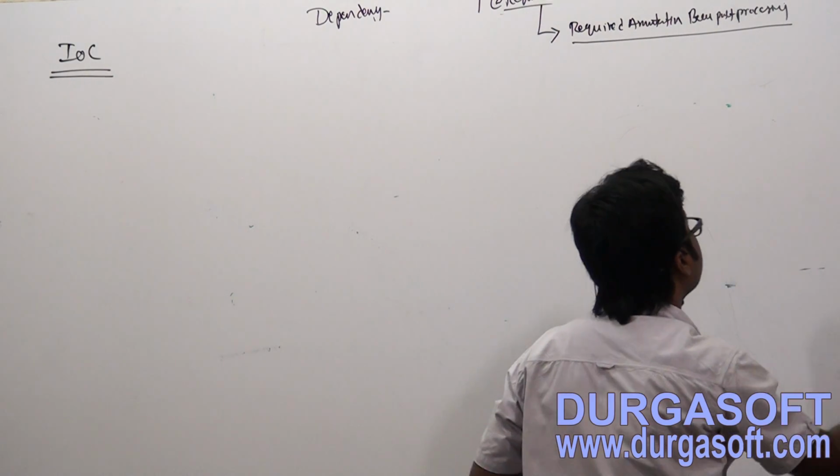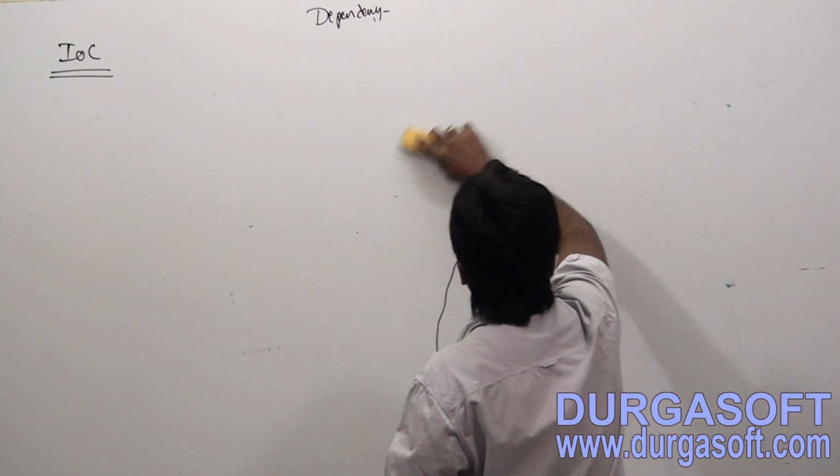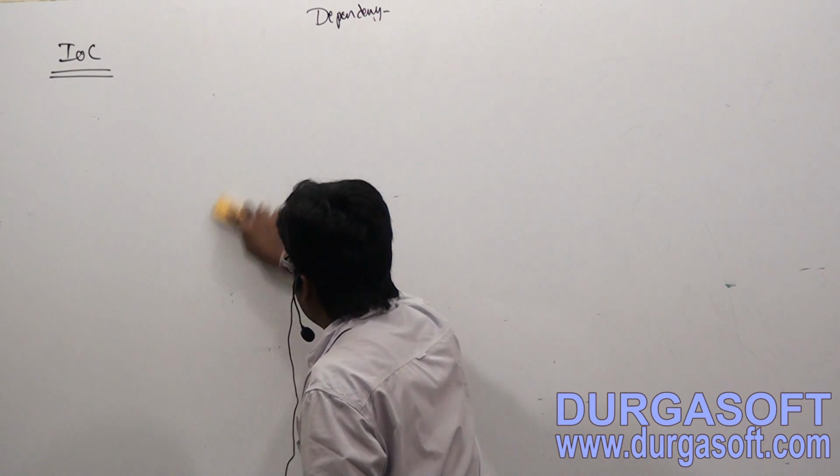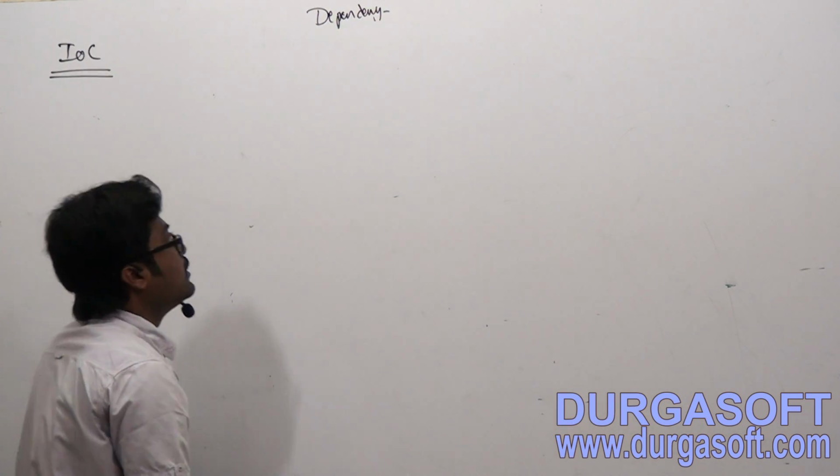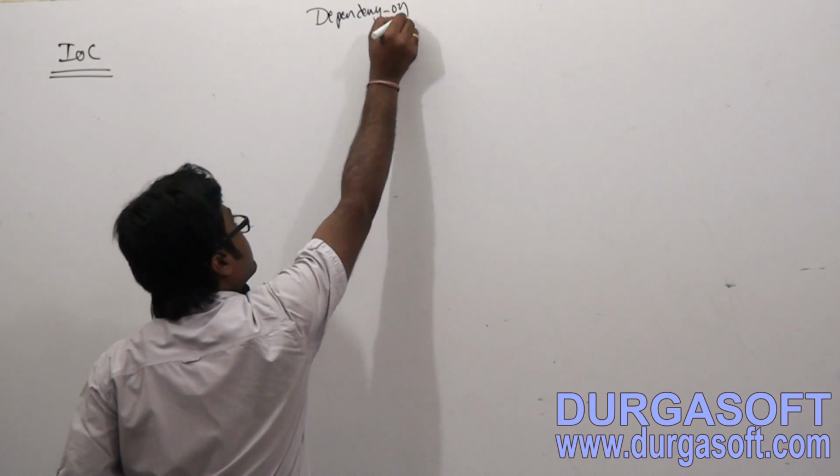If one class has a dependency on any other class, by using depends on, you can apply that class as a dependency for your class.